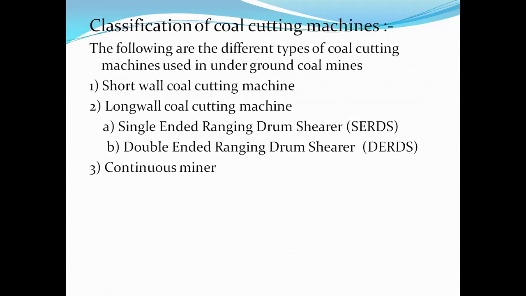If you go to the field, people will say it's machine mining, meaning machinery is being used for cutting or extraction of the coal. In order to extract or cut the coal, as I said, there are different types of cutting machines used depending on the length of the face. One is called a short wall coal cutting machine. Second one is for the case where the face is long wall, and there are two types of long wall coal cutting machines. One is the single-ended ranging drum shearer, which is nothing but SERDS. The second one is the double-ended ranging drum shearer, also known as DERDS. Next, the third one is the continuous miner. Okay, let's move on.